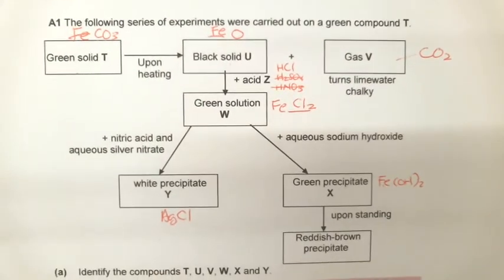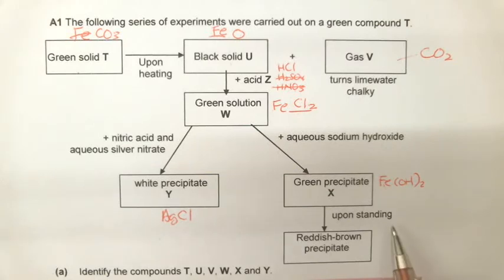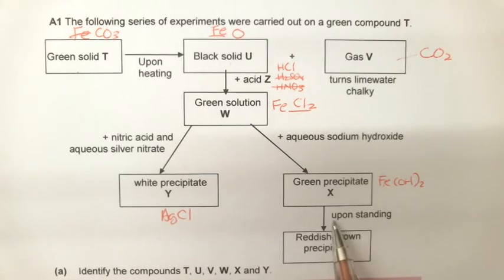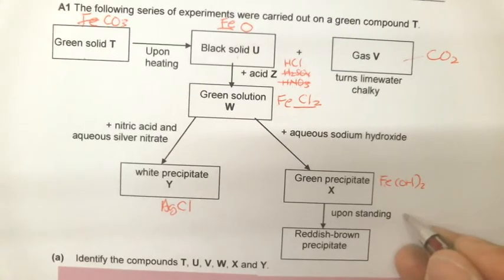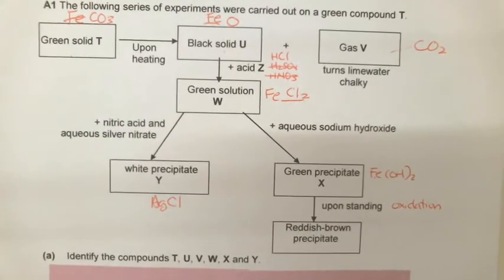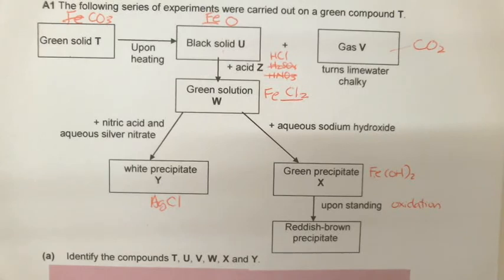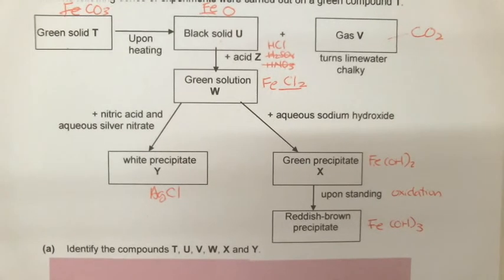The most difficult part, which a lot of students don't understand, is this last part over here. What do you mean upon standing? Upon standing means oxidation. It is as if you cut an apple and the flesh of the apple becomes brown after some time. What has happened is oxidation. So in this case, whenever you see iron 2 hydroxide upon standing or oxidation, it gives a reddish brown PPT. It means that iron 2 hydroxide has been oxidized to iron 3 hydroxide. And there you have it.